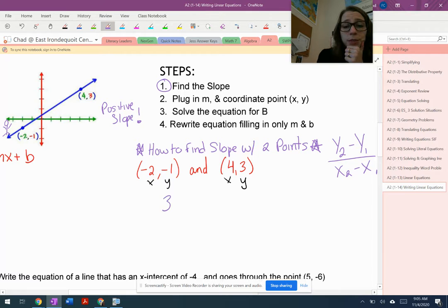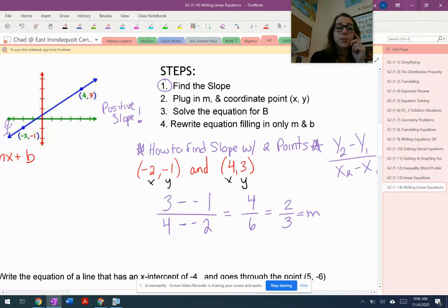So 3 minus -1 divided by, so I took the 3 from this point, so I need to take the x from there first, 4 minus -2. 3 minus -1 is a 4. 4 minus -2 is 6, which can be reduced to 2/3. So I have a slope of 2/3.